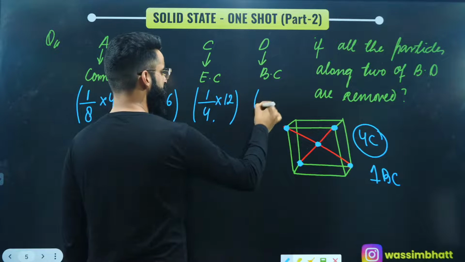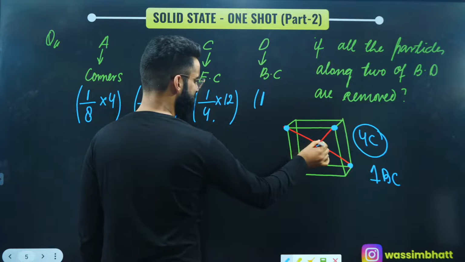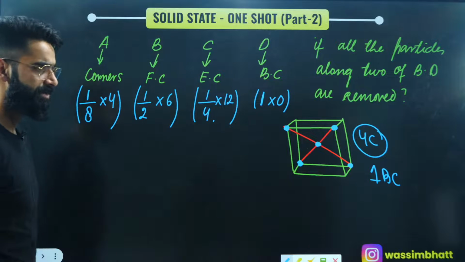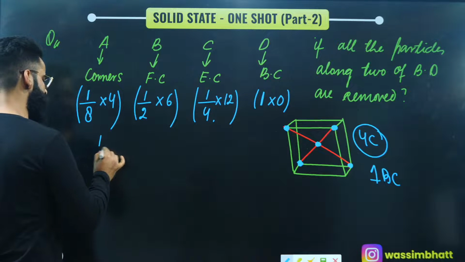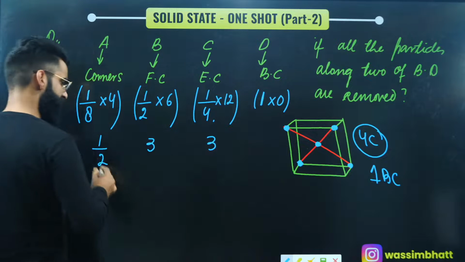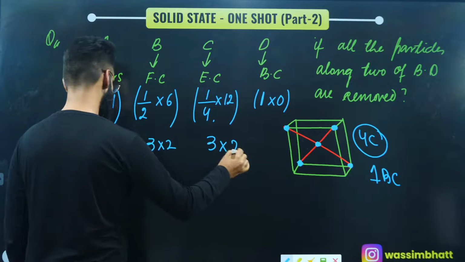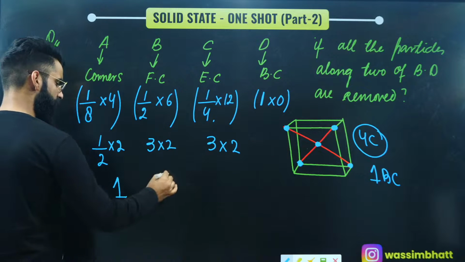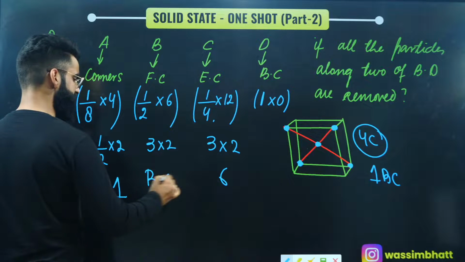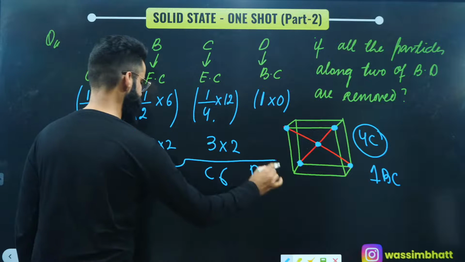Body center, contribution is 1. There was one body centered particle over here, but that is being removed, so I'll be left with 0 body centered particles, right? So what is going to be the formula? This value will come out to be 1/2, this value will come out to be 3, this value will come out to be 3. If I multiply throughout by 2, I get the value over here as 1, over here 6, over here 6. So A1, B6, C6, and D0 is going to be the formula of the compound. I hope this is clear to everyone, right?